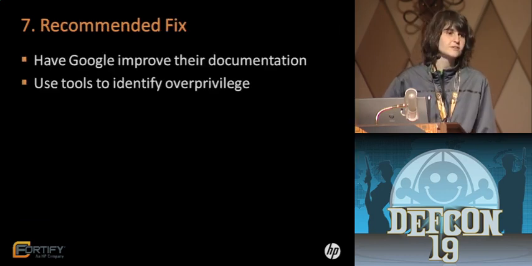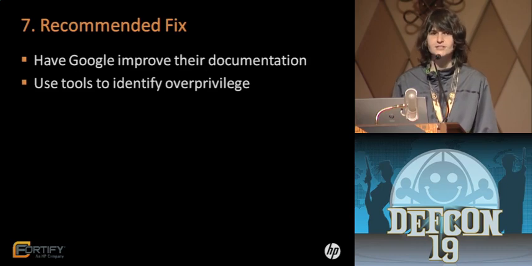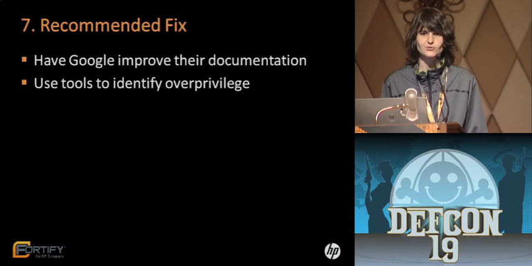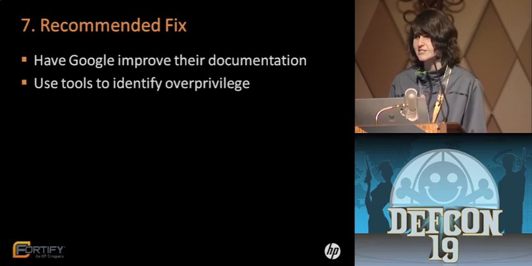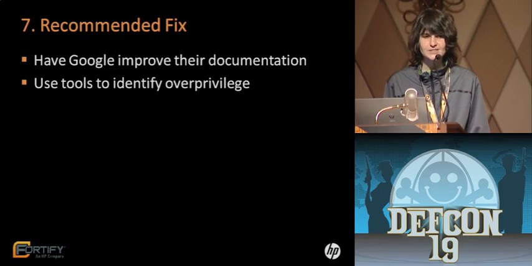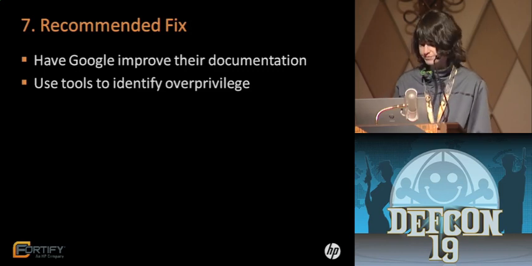So, what's the recommended fix? Well, the fix is pretty clear. Just don't request more permissions than you really need to. Of course, it's easier said than done, and we think that the first thing that needs to happen is for Google to improve their documentation. But in the meantime, you can use automatic tools that identify overprivilege.